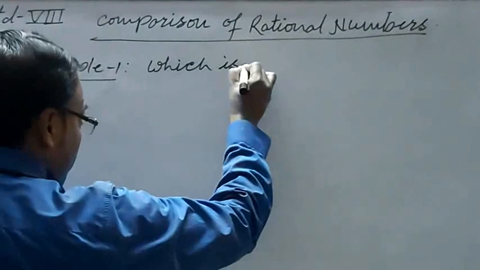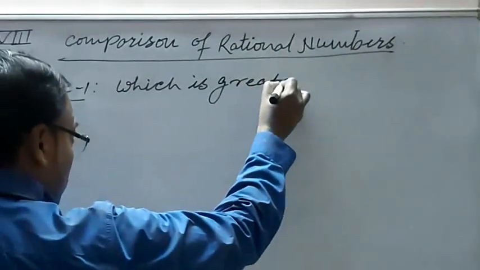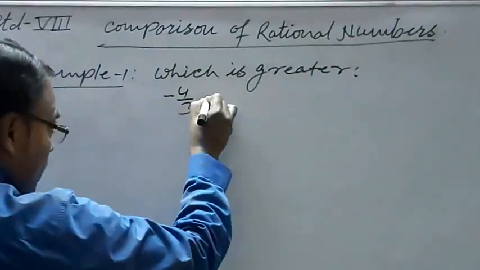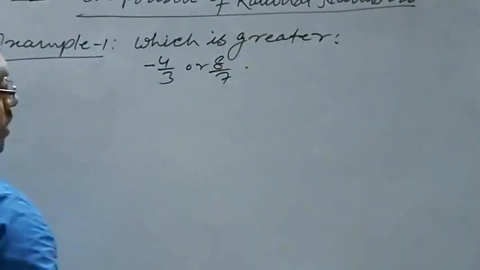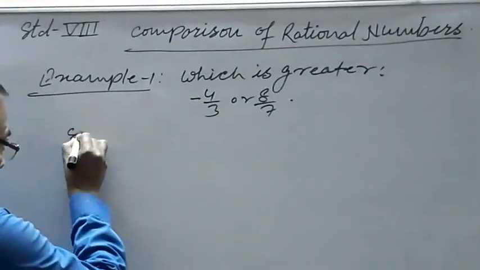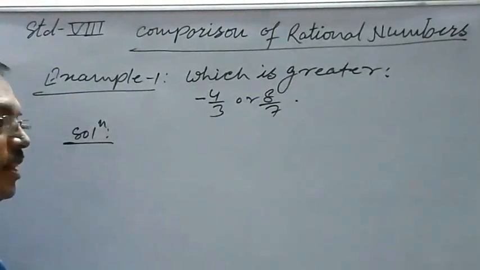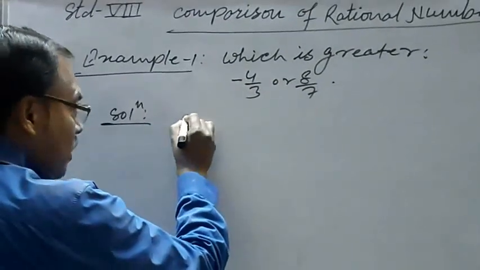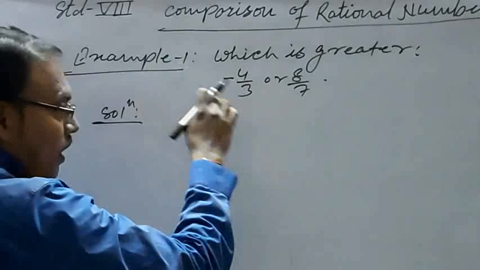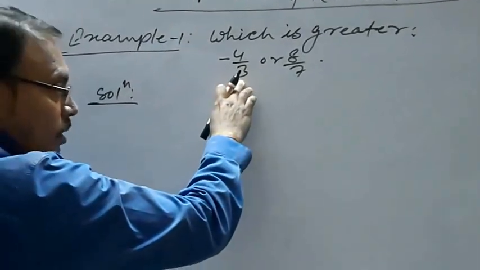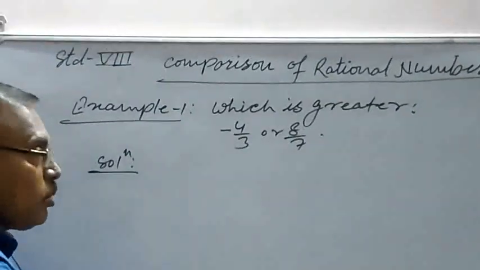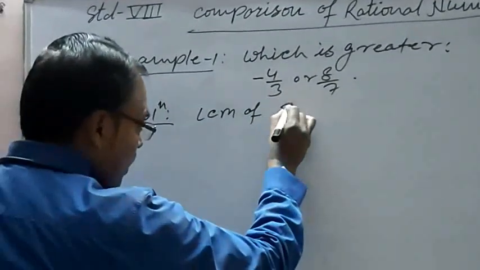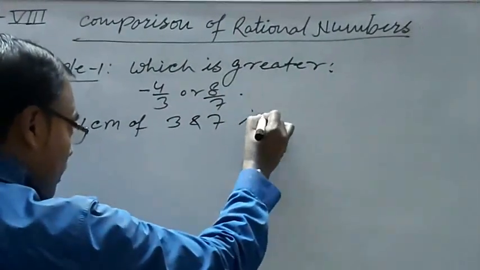Which is greater? Question is, which is greater, minus 4 by 3 or 8 by 7? This is our question. How do we solve it? So first of all, we take the LCM, because the denominator of both the rational numbers is positive, so we use the second step. LCM of 3 and 7 is 21.